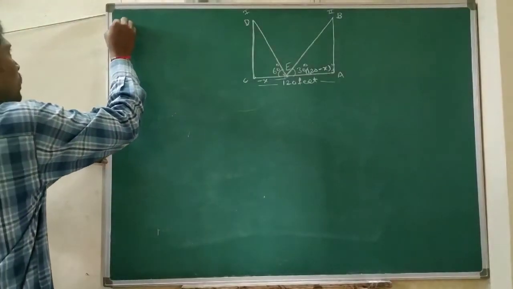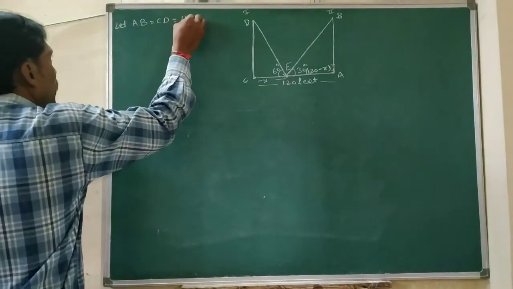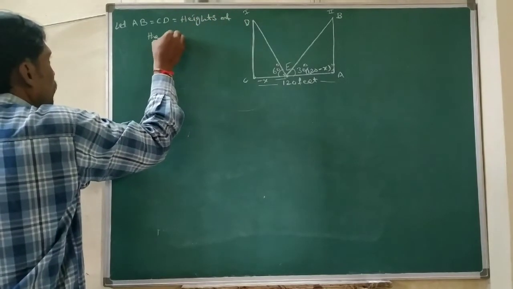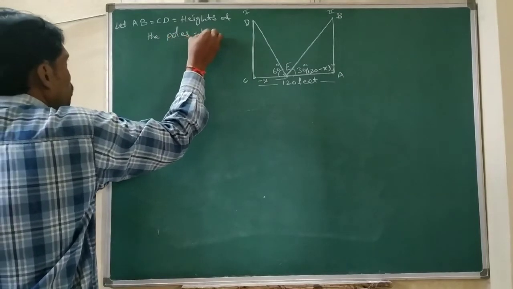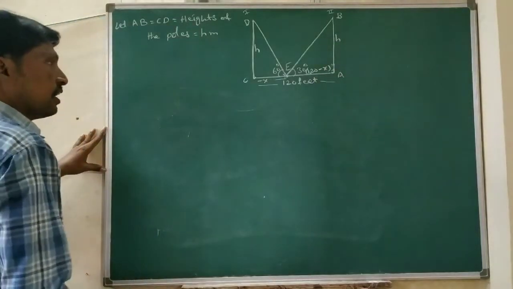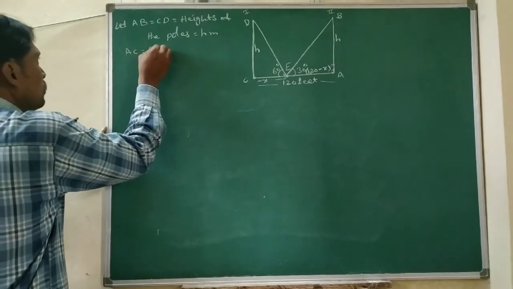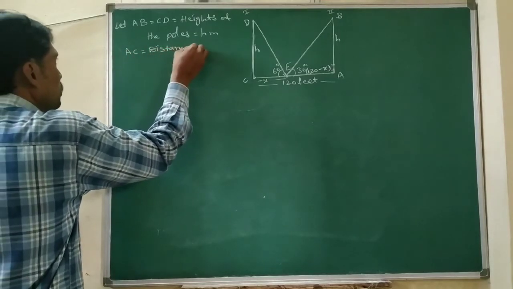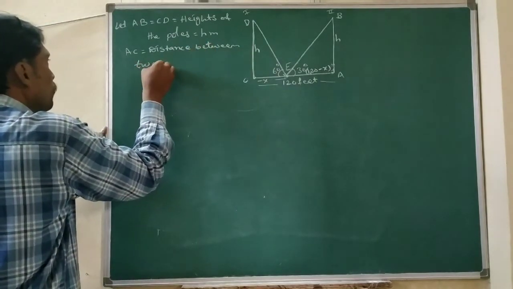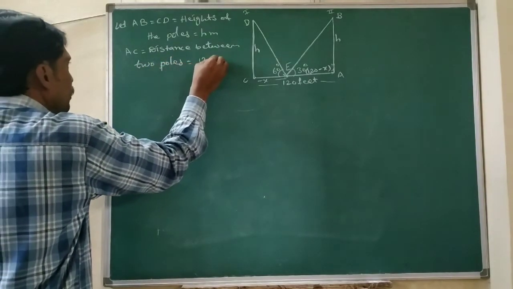Here let AB equal CD equal the heights of the poles, that equal h meters. This is h and this is also h. Both are equal length. Next, AC equal the distance between the two poles, that equals 120 feet.